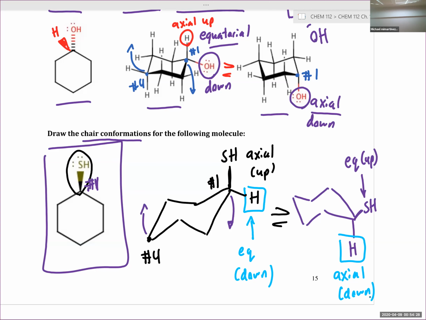So in the student solution, it was almost perfect. The only thing to keep in mind is you want to make sure you draw your hydrogen in the proper position. And you want to make sure that if your substituent is pointing up, your hydrogen is pointing down.